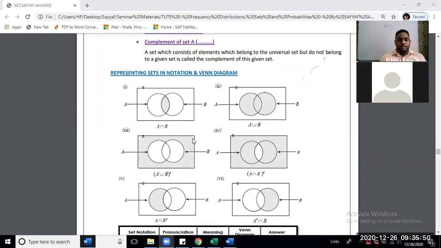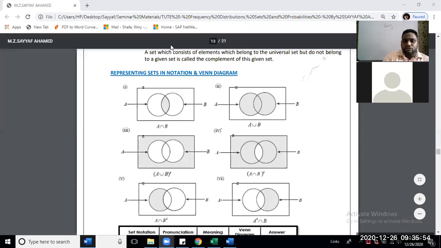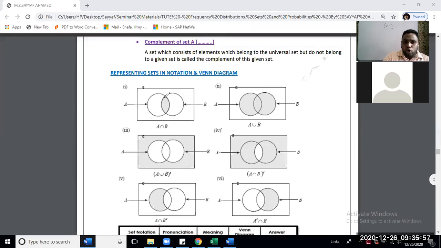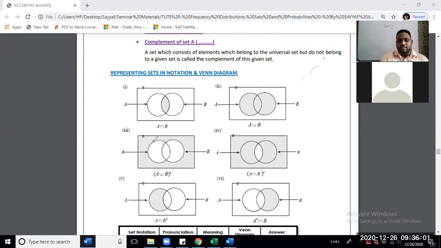The first one, you can see A intersection B. A intersection B is where you have the common elements of A and B. That is the common part for A and B. This is very basic, right? And A union B means it is the total of A and B, right? It is a total. Moving forward, this will become complex, so have a proper understanding.